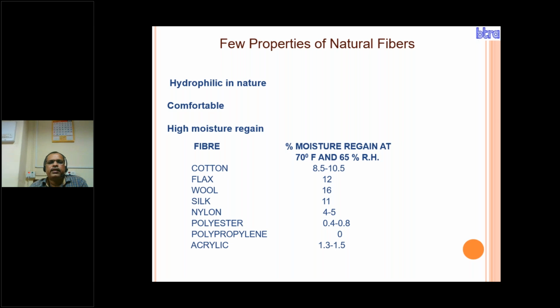You will see the moisture regain at 65% RH: cotton 8.5 to 10.5, flax 12, that linen fiber which we are now using in April. Wool is 16%, silk 11, nylon 4 to 5, polyester only 0.4 to 0.8, a very low moisture regain. That is why 100% polyester does not give comfort when used as apparel. Its comfort properties are very low compared to natural fibers. Polypropylene regain is almost nil, acrylic only 1.3 to 1.5.